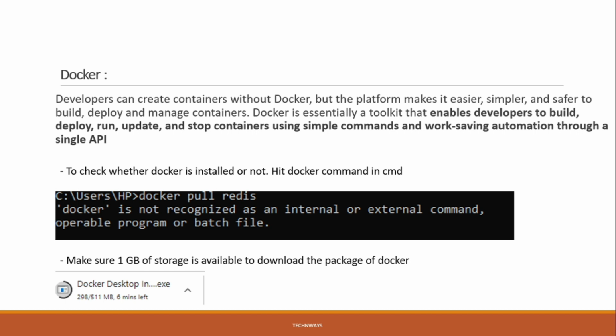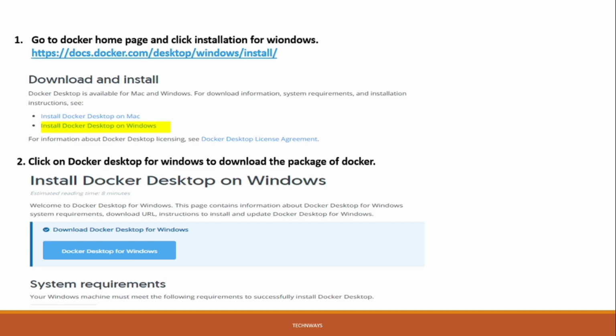So what we need to do is firstly go to the Docker home page and download the Docker installer. The Docker installer is 511 MB, so make sure 1 GB of space is available in your PC so that it can be properly installed.